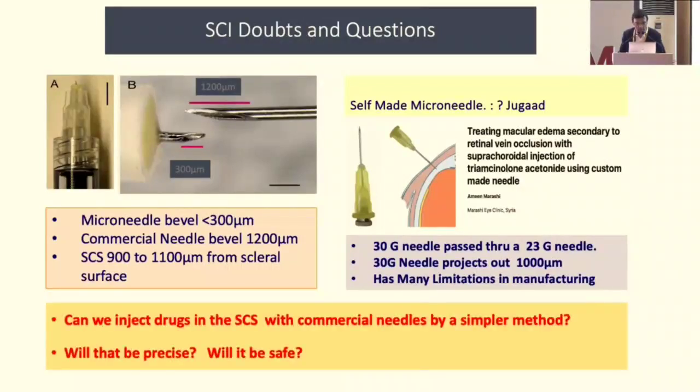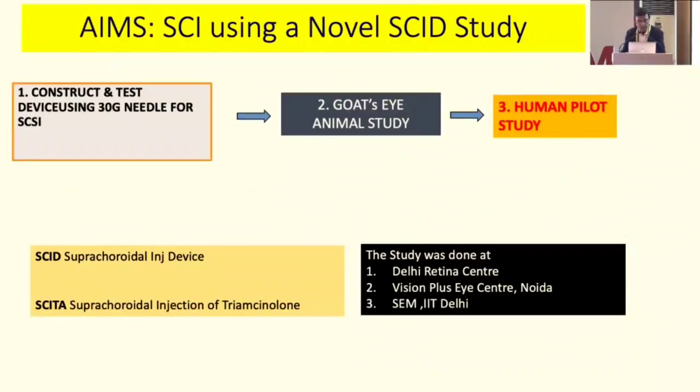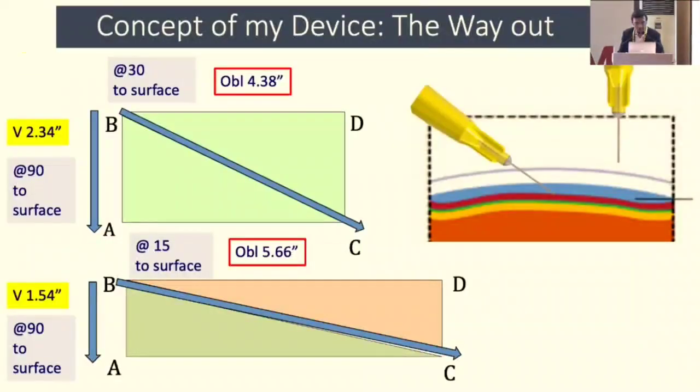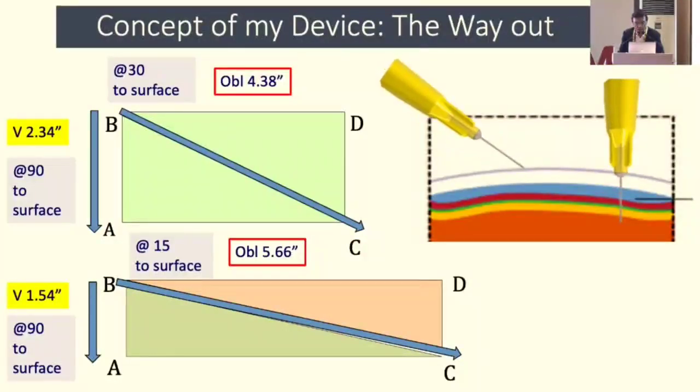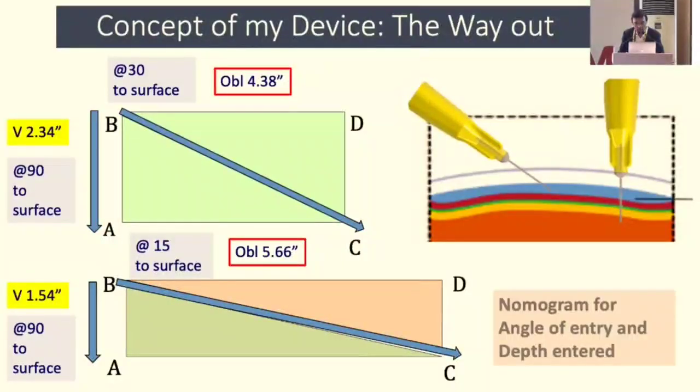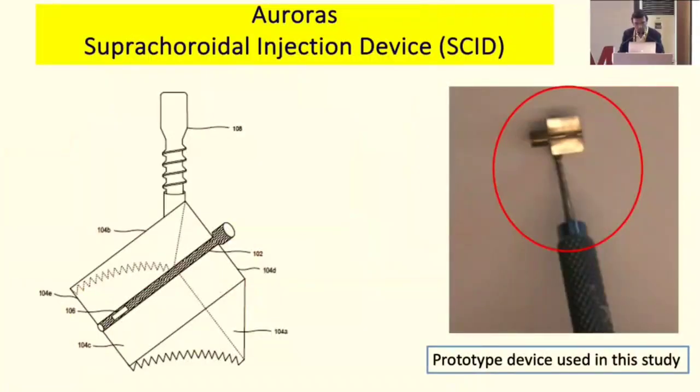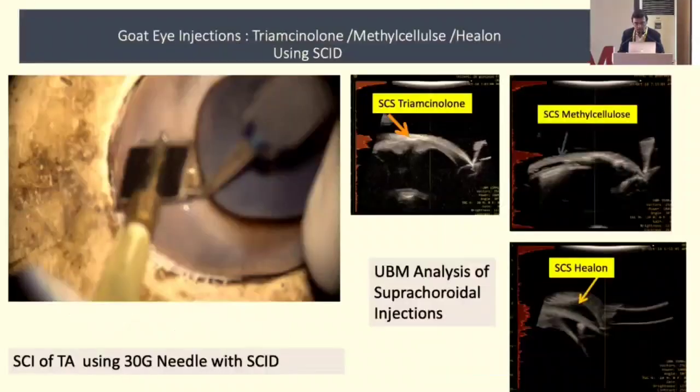So the question for me was to see if a normal 30 gauge needle can be used for suprachoroidal injection. We constructed a study, did some animal studies, and then did a human pilot study. Now I've injected almost 128 eyes. The basic concept of the device is that you have to enter obliquely and not vertically, because if you enter vertically you will get into the vitreous. If you enter obliquely and you have nomograms, then we can enter into the suprachoroidal space. This device has almost got patented, and once it's done it will be available for everybody to use, and this is the device which I've used for this.